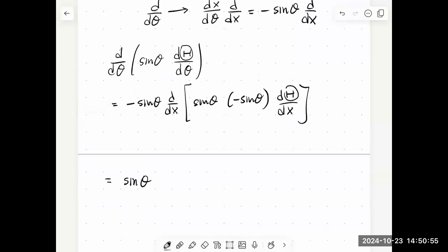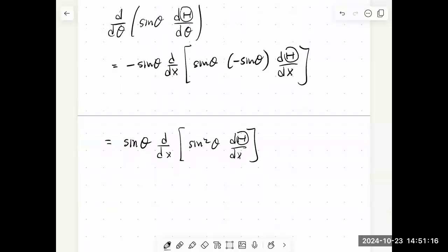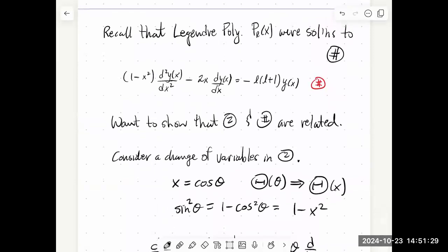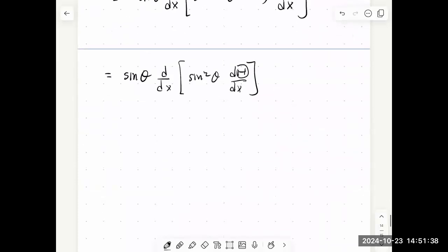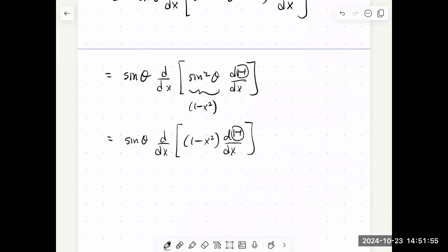We're going to have a sine theta. I have two negative signs which cancel, and I have a sine squared in here. So I'm going to have a d by dx of sine squared theta d theta dx. And now we've got to be a little bit careful, because if we're not careful, we might just say, oh, this derivative just acts on the function of x here, doesn't act on theta. But remember, theta and x are related to each other. And in fact, we already said sine squared theta is 1 minus x squared. So this thing is 1 minus x squared. And so what we're left with is d by dx of 1 minus x squared d theta dx. And now we're ready to go.